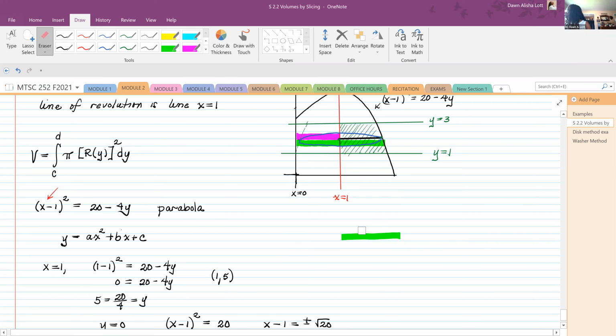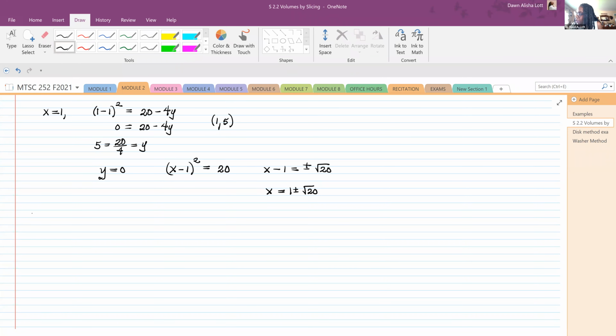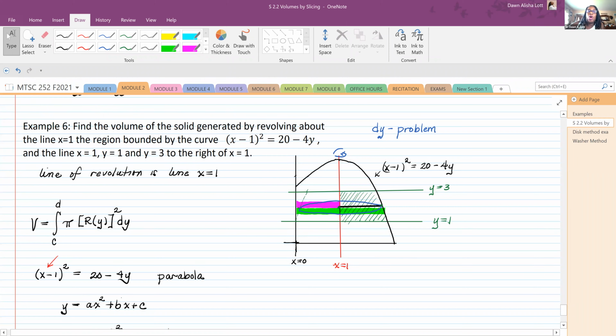Okay, so now what I need is the length of the black line, because the length of the black line is the radius of my disc. So I need to know what the radius of my disc is. That's what the R of Y is. So the fact that it is R of Y, now this is where it gets tricky. The fact that it is R of Y means it has to be a function of Y. So that means I need to solve for this curve in terms of X.